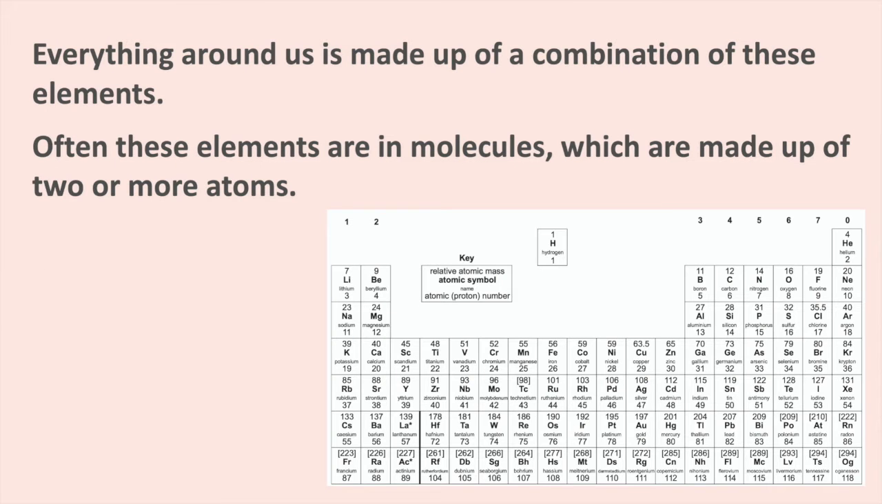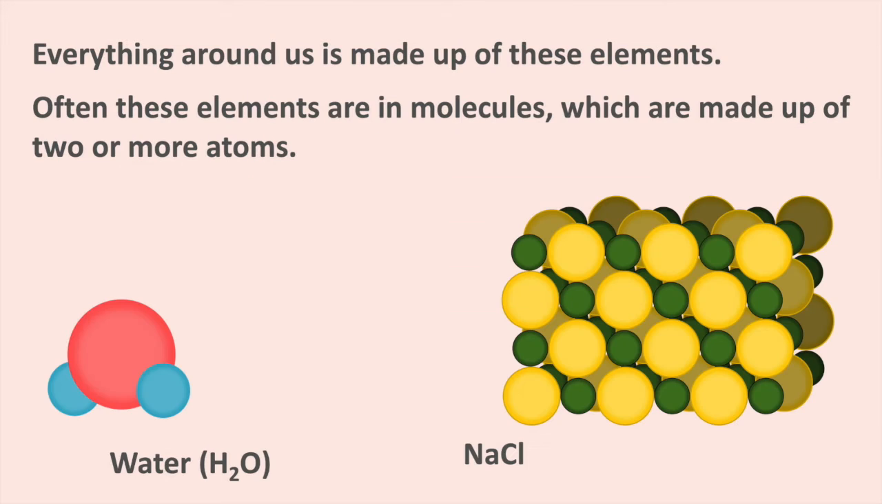Everything around us is made up of a combination of these elements. Often, these elements are in molecules, which are made up of 2 or more atoms. The diagrams here show the structure of water, which is made up of 2 hydrogen atoms and an oxygen atom, and sodium chloride, or salt, which is made up of this 3-dimensional structure of sodium and chlorine atoms.